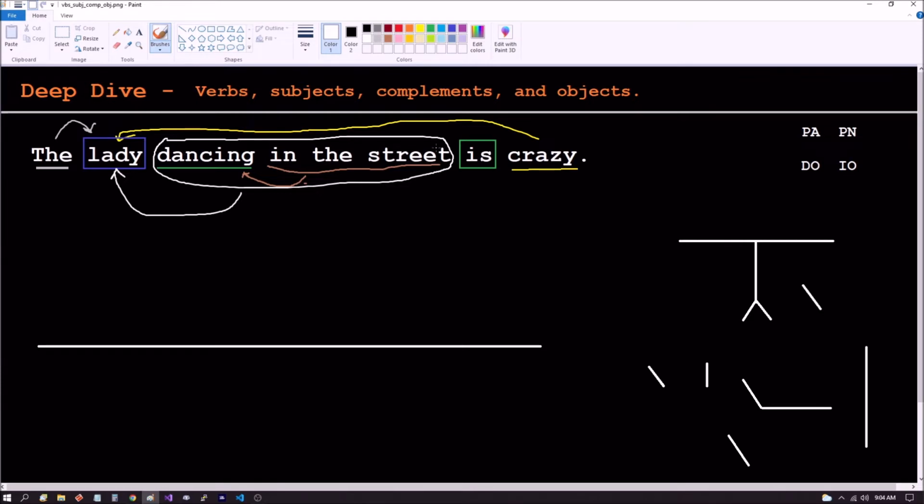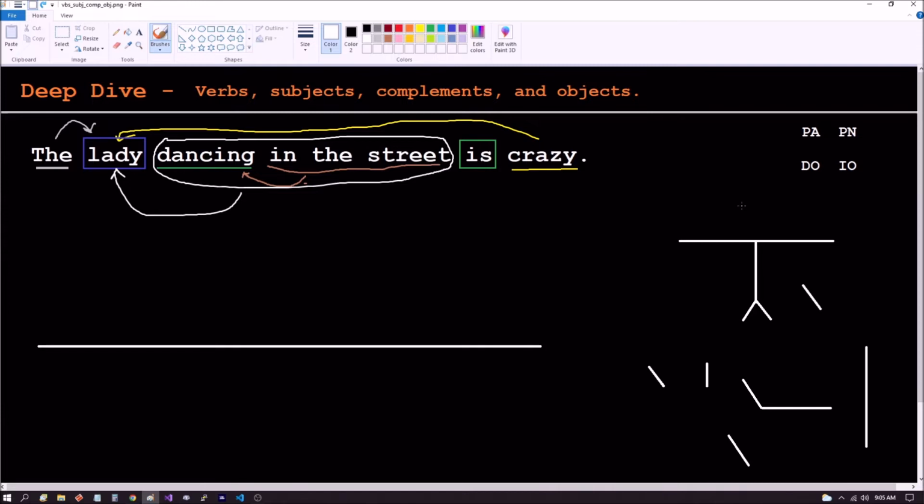If this didn't matter, and I was just adding it there for fluff, like to make my writing more interesting, I would have to put a comma before and I would have to put a comma after it. And that would make this optional, where you could say the lady is crazy. But because there are no commas here, okay, let me get rid of them, it means that it's defining. In other words, it's important. There might be more than one lady in the street. And here I'm clarifying the one that is dancing in the street, right?